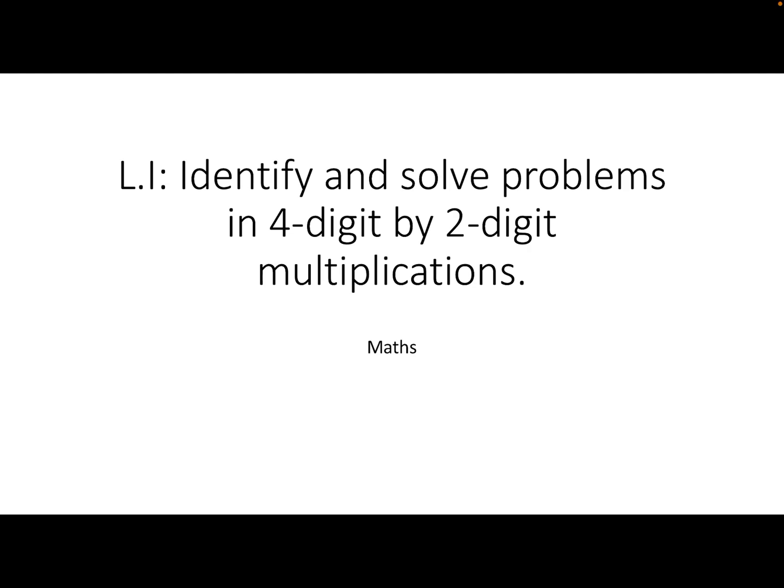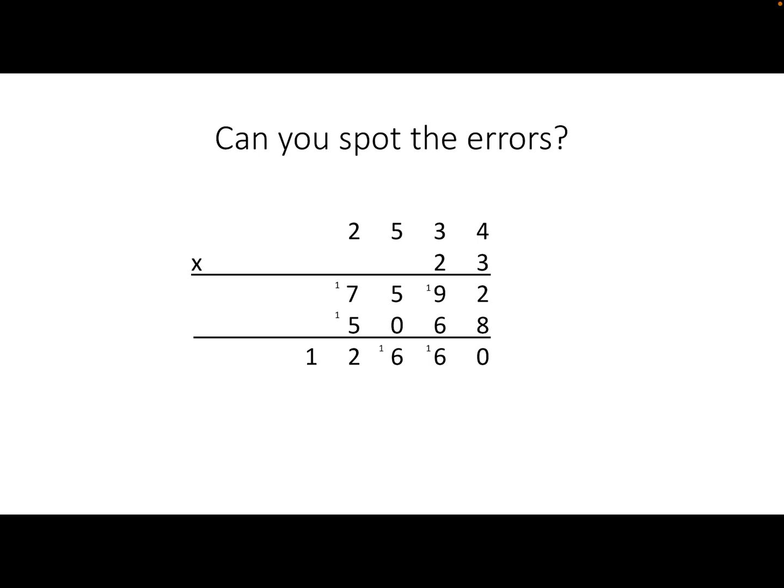I'm not really going to be going through the procedure of doing the multiplication because I'd be at risk of repeating myself, but this is looking at more to do with our reasoning. So, can you spot any errors here? Pause the video, can you spot any?